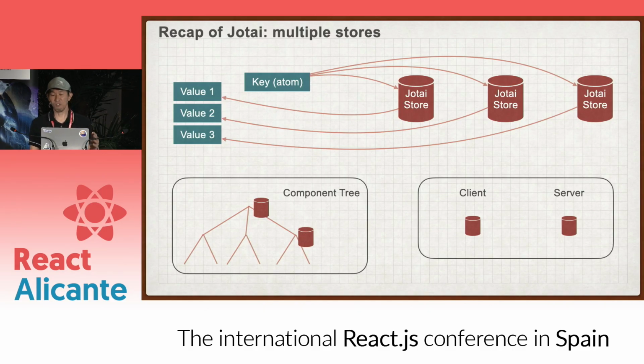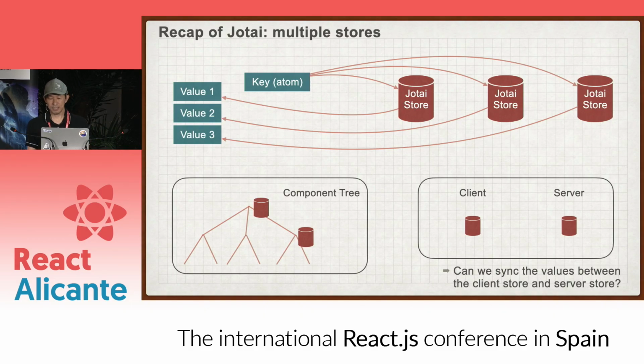As I said, values can be different across multiple stores. This brings up a new question. Can we sync the values between the client store and the server store? If we could do this, it would open up new possibilities. That is where the idea of server store comes in. What does it look like to use jotai atoms on the server?